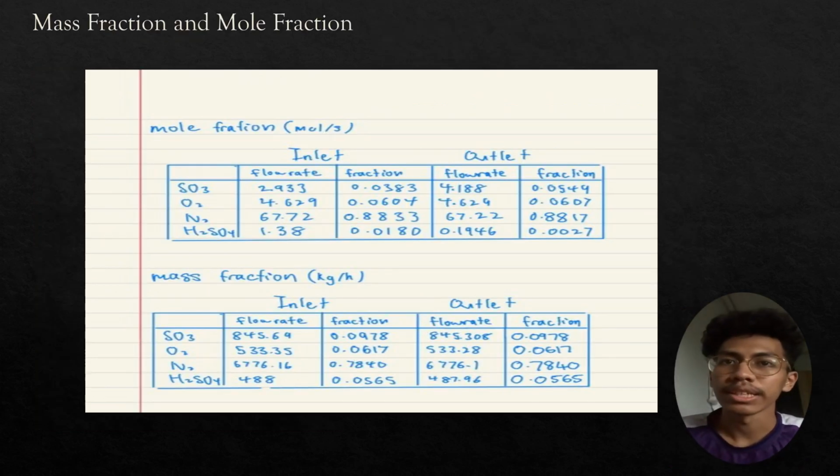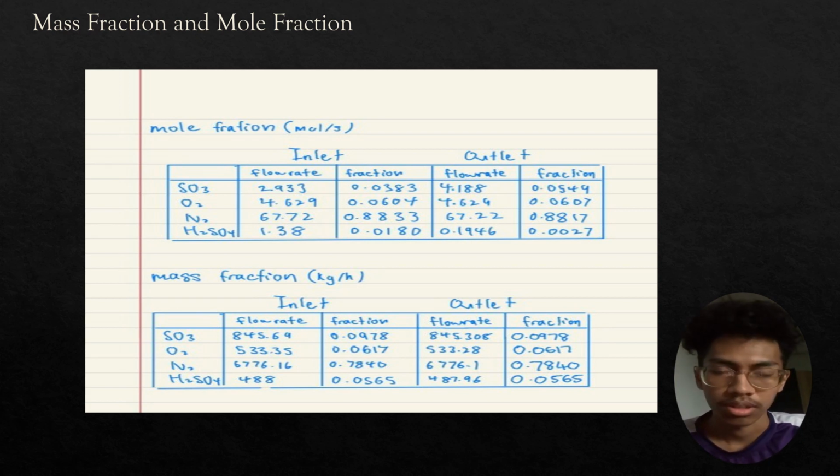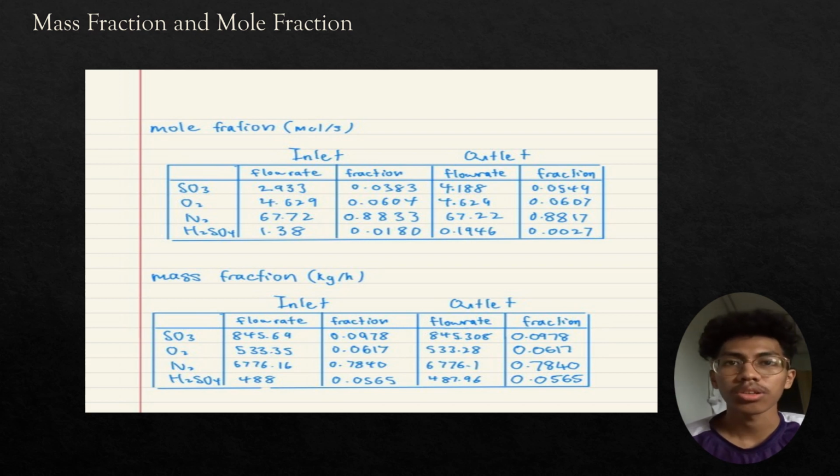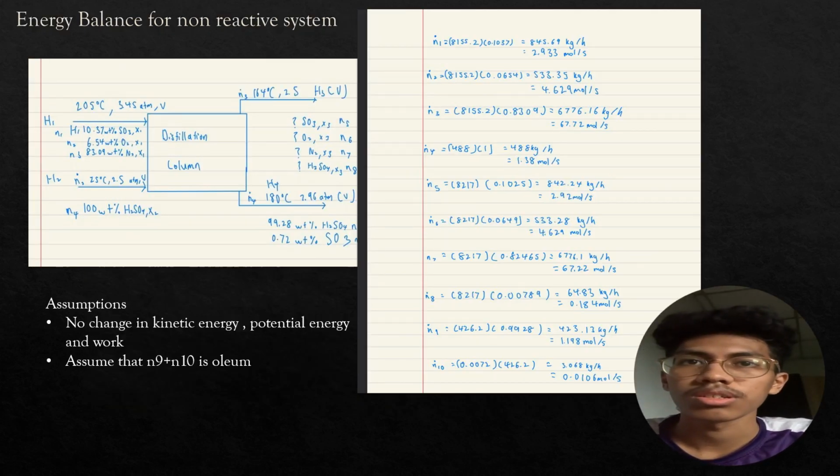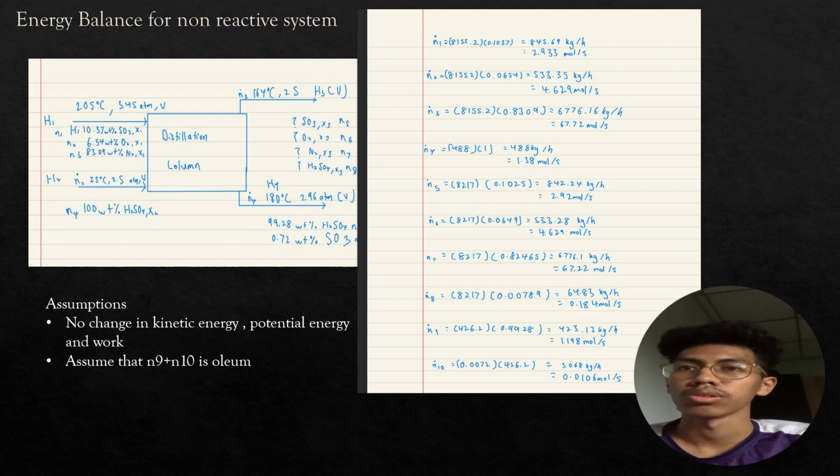The mole fraction can be calculated by dividing the number of moles of one component by the total number of moles of all the components in the stream. The mass fraction is the ratio of the mass of the component to the total mass of all components in the stream. For the energy balance, the assumption is that there is no change in potential energy, work and kinetic energy, and N9 plus N10 is volume. Since there is no change in potential energy, work and kinetic energy, we only have to calculate the change in enthalpy for the energy balance.